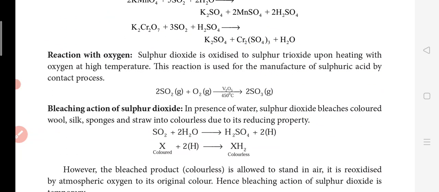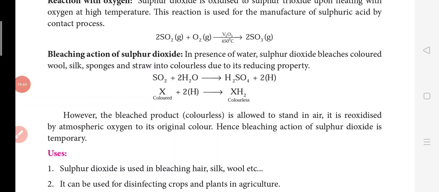And reaction with oxygen: it reacts with oxygen to give sulfur trioxide, and this is used for the manufacture of sulfuric acid by the contact process, very important. And the bleaching action of sulfur dioxide: in the presence of water, sulfur dioxide bleaches colored wool, silk, sponges and straw into colorless due to the reducing property.